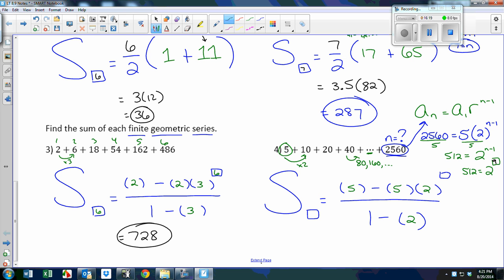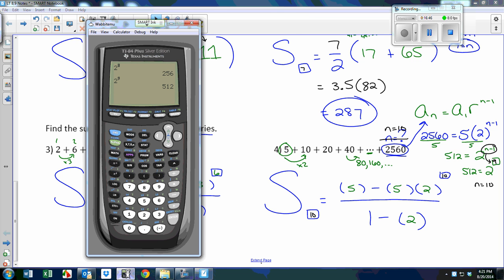This is where you got to be careful. If n minus 1 was in the exponent and it became 9, the n had to be 10. It had to be 10 minus 1 to make a 9, so your n is 10. And that means 2560 is the 10th term. So 10 goes in the subscript, 10 goes in the exponent, and then calculator work.